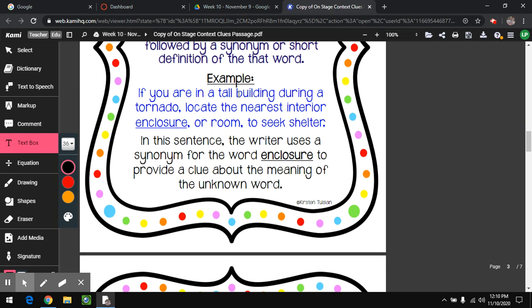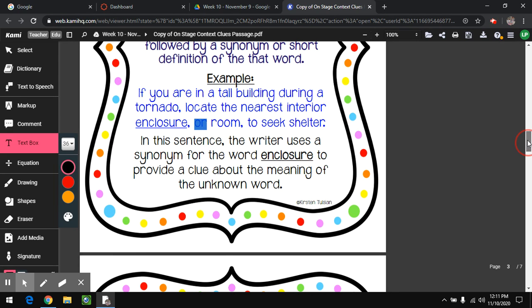If you are in a tall building during a tornado, locate the nearest interior enclosure, or room, to seek shelter. This is the clue. Everybody should have their eyes up here. When you see a comma after a word that's underlined or bold, it's going to give you the definition or a synonym right afterwards. Okay? So, enclosure, or room. So another word for enclosure is, it actually gives you the word. Enclosure or room. Y'all see that? Right after it, it gives you another word that means the same thing.